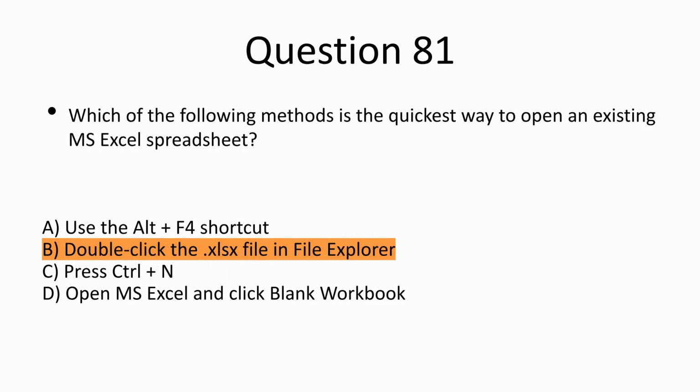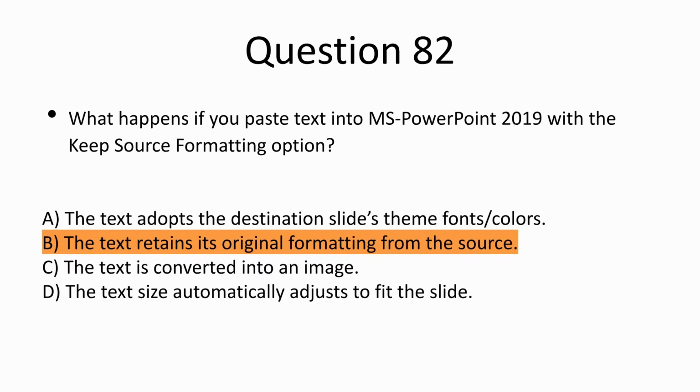Question 81 asks for the quickest way to open an existing MS Excel spreadsheet. The quickest method is B. Double-click the .xlsx file in File Explorer. Question 82. What happens if you paste text into MS PowerPoint 2019 with the Keep Source Formatting option? The text retains its original formatting from the source, which is option B.